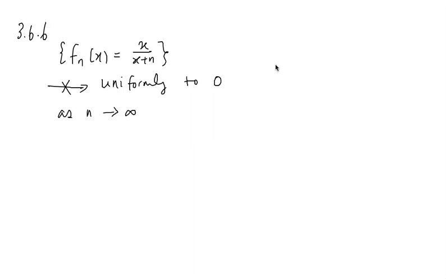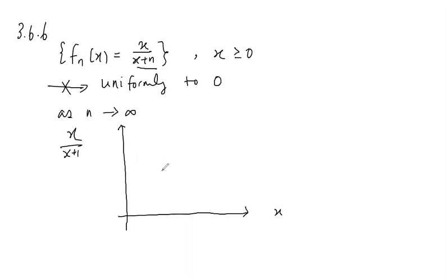Okay, so how do we show this, right? The first thing is if you can make some sketches, right? This is your x, so this x is over 0 or more. So let's look at this function here. If your n is equal to 1, then this would be x over x plus 1, right?